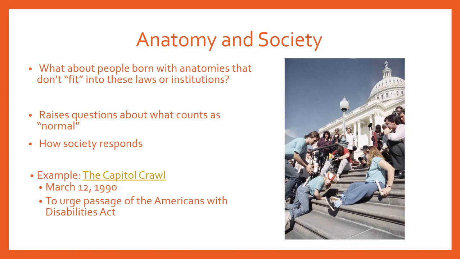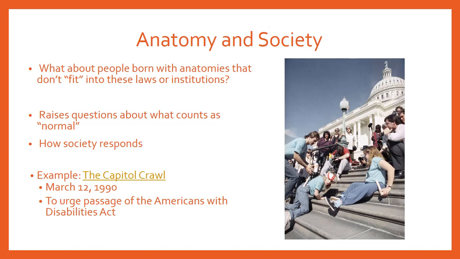So this is an example where society can take these bodies into account and either ignore them, push them to the side, or acknowledge them and make accommodations for them, as they did with the passage of the Americans with Disabilities Act a few months later, in which discrimination based on physical or mental disability in employment was outlawed and ensured access to buildings and public and private transportation for people with all different types of abilities.